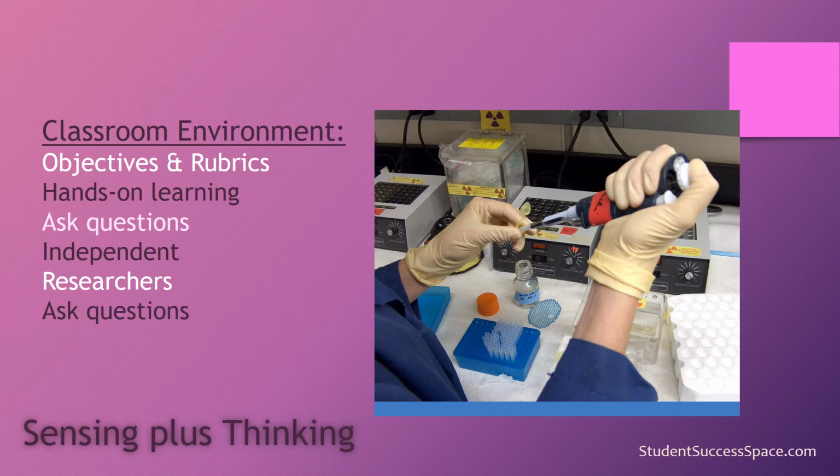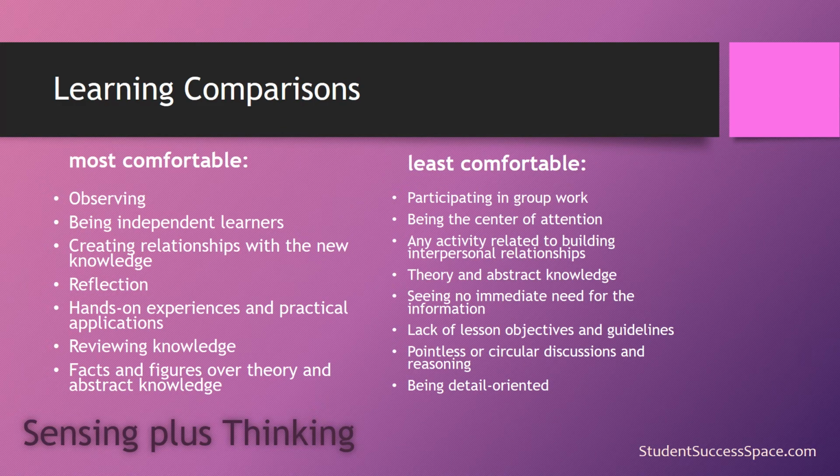Now, small group and partners will work effectively for them, but remember, they really are introverts. They like that independent side. They want to ask questions. They need an opportunity to ask questions. They need to have a lot of different activities to learn something, because that's going to reinforce the validity of the information. And they're very effective and efficient researchers. When we look at areas in which they're most comfortable, they're independent, observing, reflecting, hands-on, practical, reviewing, facts, figures. So you can see all of these things.